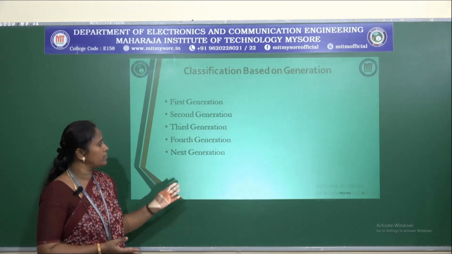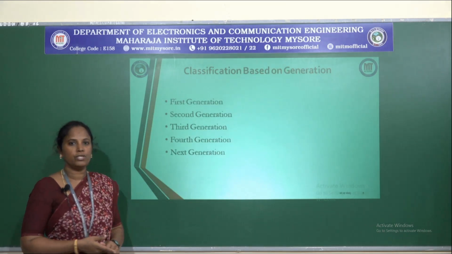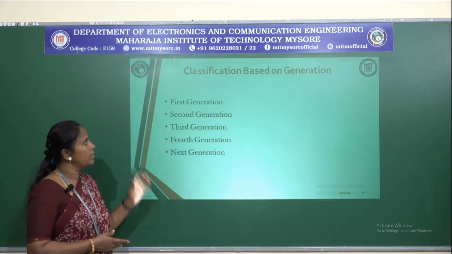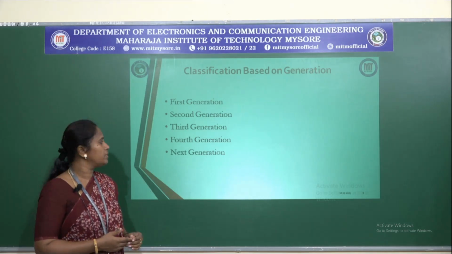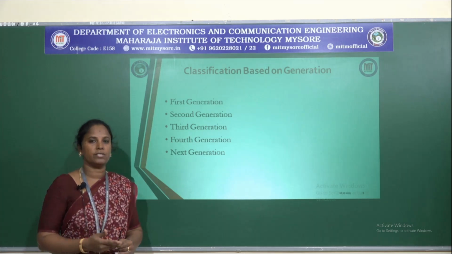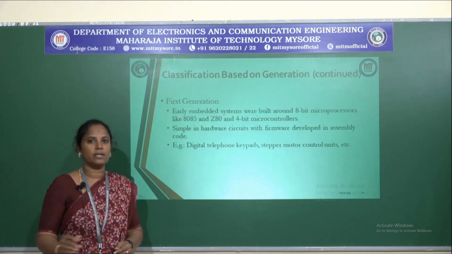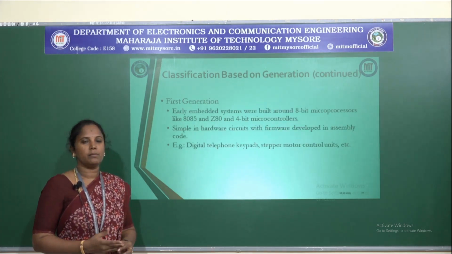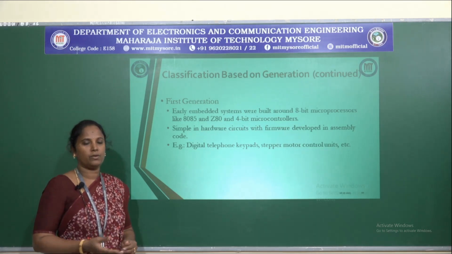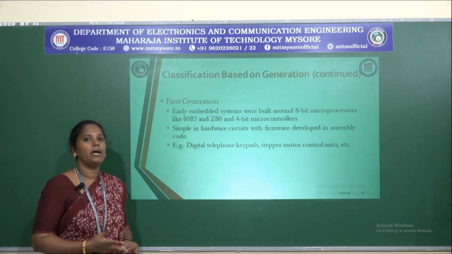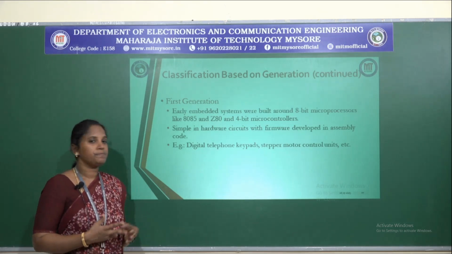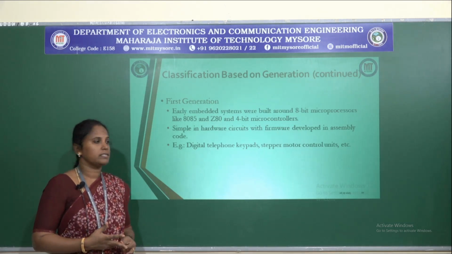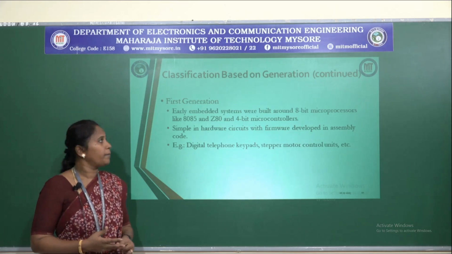Based on the generation, we have four generations of embedded system, that is first generation, second, third, fourth, as well as the next generation, which is the fifth generation running at present. That is nothing but the 5G technology we are using at present with respect to our smartphones as well as with respect to your internet, Wi-Fi, etc.